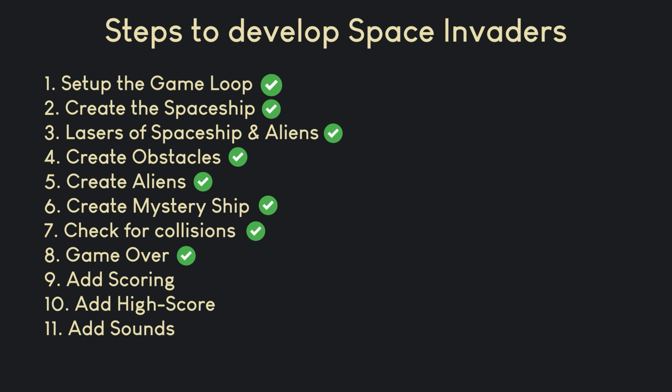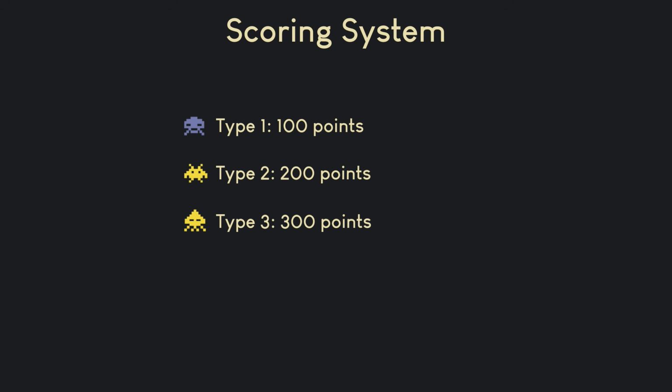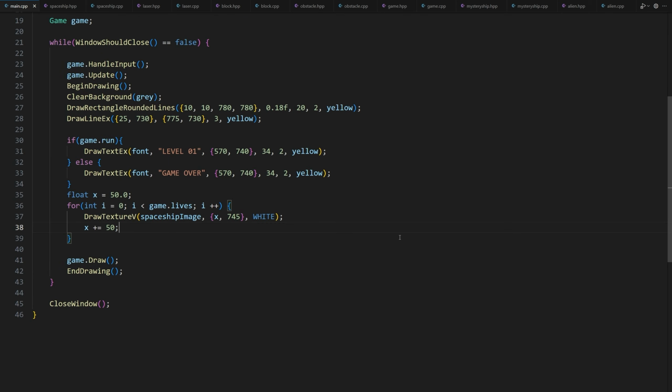Well done reaching this point in the tutorial. We have just 3 more steps to go. The next step is to add scoring to the game and display it on the screen. In our simplified version of Space Invaders, the player will earn points each time it hits an alien or the mystery ship. The player gets 100 points when he hits an alien of type 1, 200 points when he hits an alien of type 2, 300 points when he hits an alien of type 3, and 500 points when he hits the mystery ship.